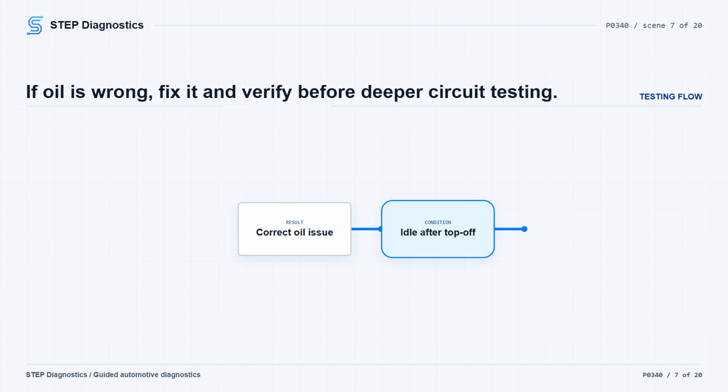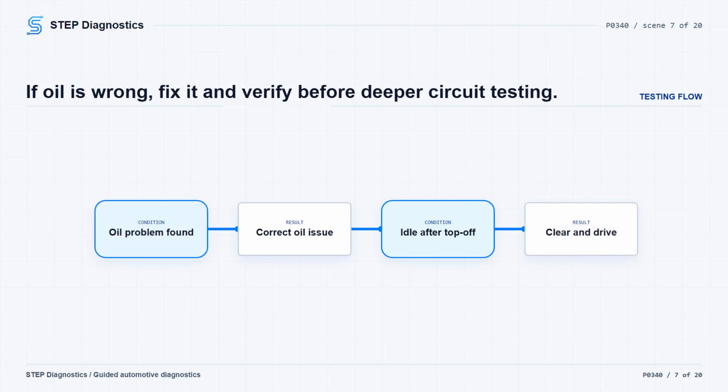If the level was low, top it off to the proper specification, start the engine, let it idle for 2-3 minutes, then turn the engine off, key on, clear the code, and drive the vehicle to verify. If P0340 stays gone, the repair is complete. If it comes back, continue the diagnostic path.